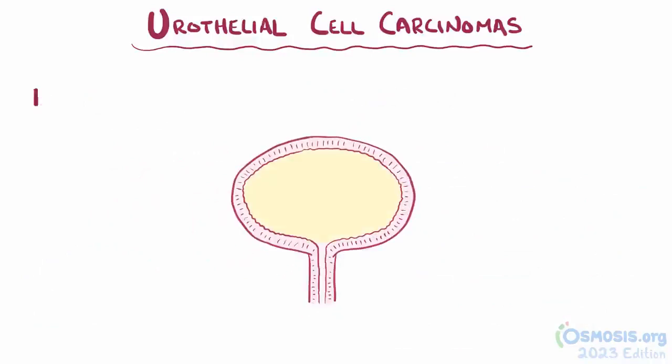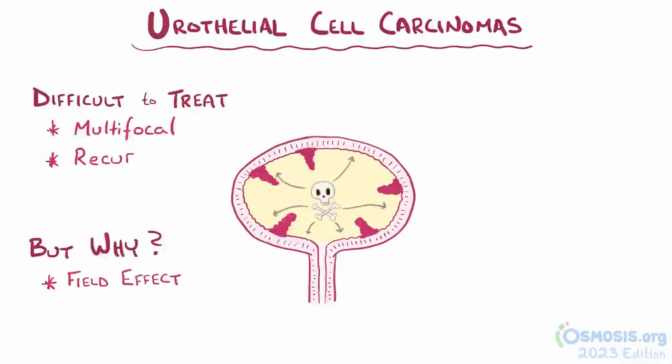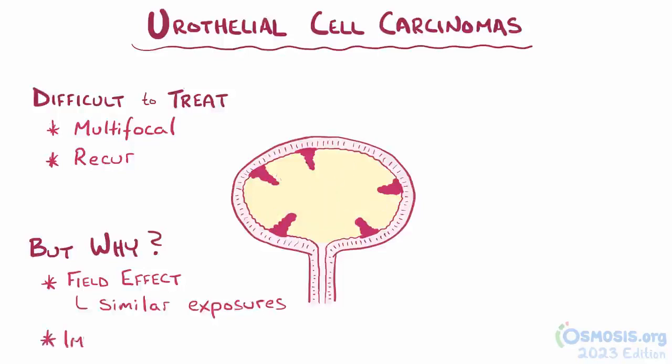Unfortunately, these cancers can be difficult to treat because they're often multifocal and can recur after treatment. One theory for why this happens is called the field effect, where the entire urothelial field is exposed to a carcinogen, and therefore many of the cells are equally susceptible to tumor formation. Another theory is the implantation theory, where tumor cells detach from one location in the bladder, float through the urine, and then implant themselves at another location in the bladder. This could also explain why these cancers are prone to metastasize to nearby structures.